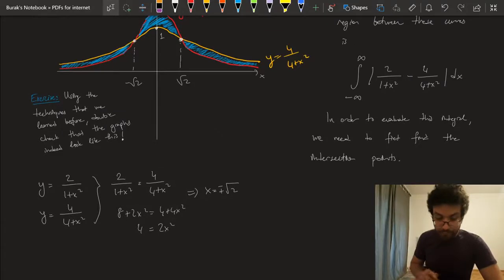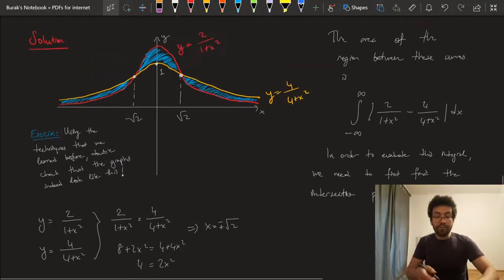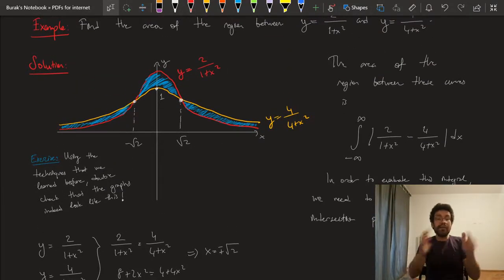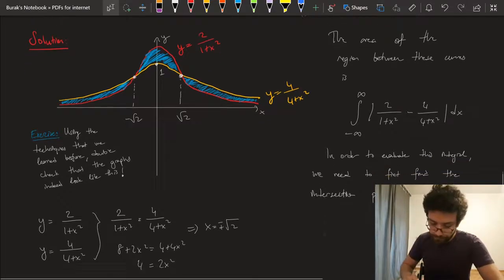Okay. So now I know which function is the top function, which one is the bottom function on which interval. On the interval minus root 2 to root 2, the top function is 2 over 1 plus x squared, and the yellow one, 4 over 4 plus x squared, is the bottom function. And over the interval root 2 to infinity is the other way around, and so on.